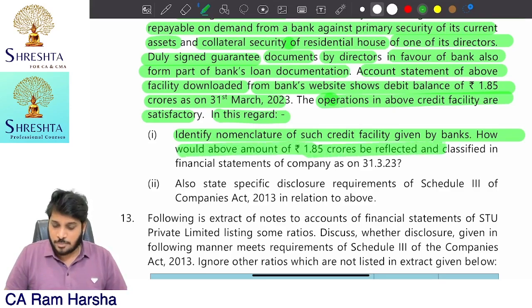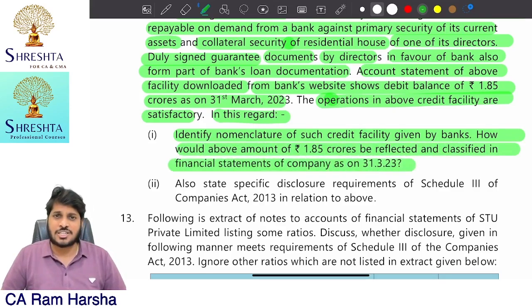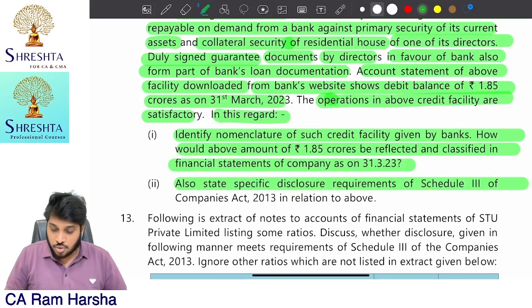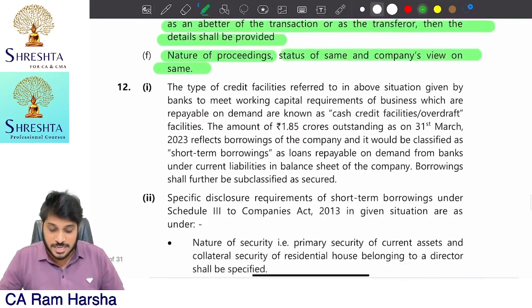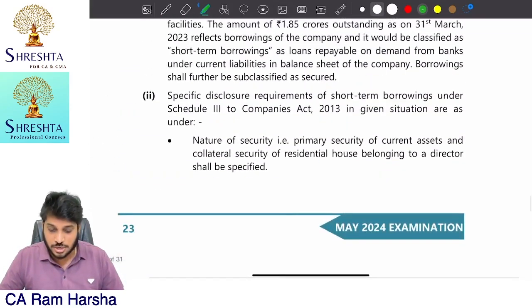How would the amount of 1.85 crore be reflected? It's a short-term borrowing. Yes or no? Overdraft facilities, all that we will show under short-term borrowings. Also state specific disclosure requirements for short-term borrowings. Nothing but indirectly they're asking short-term borrowing specific disclosure requirements.